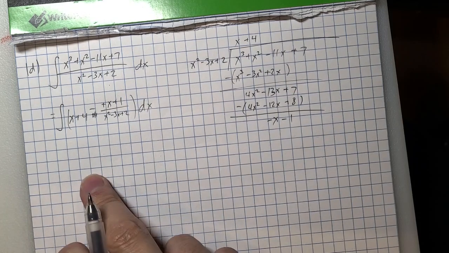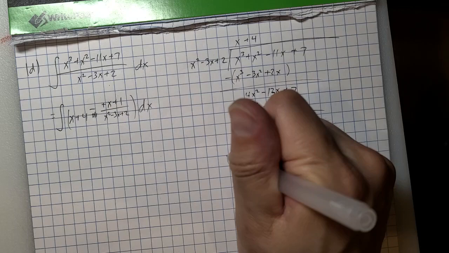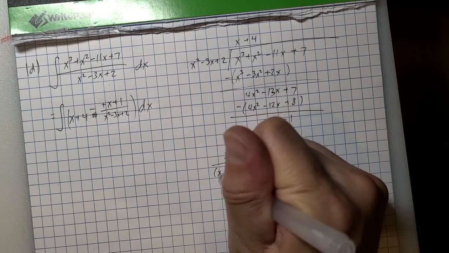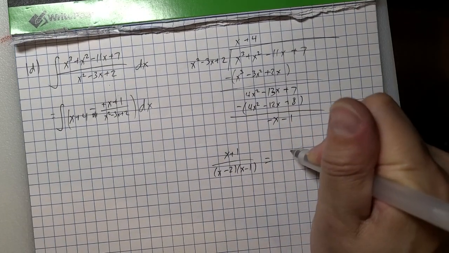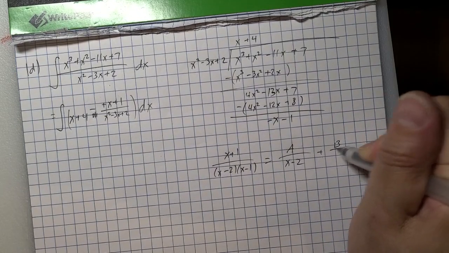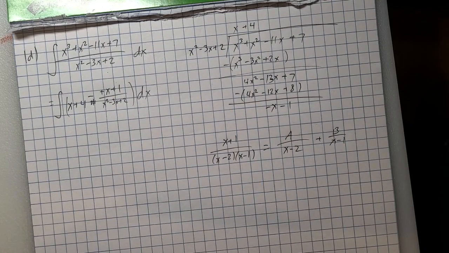Okay. So we're getting closer. These first two terms are easy. This one, now let's try partial fractions. So the top is x plus 1. Bottom, if we factor, it will be x minus 2, x minus 1. Okay, so if we break up to partial fractions, it'll be a over x minus 2 plus b over x minus 1. Something like that.